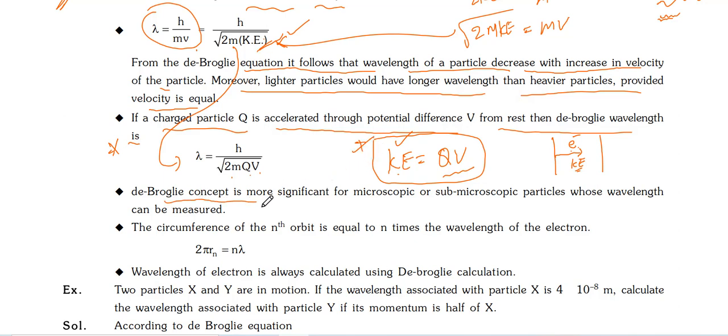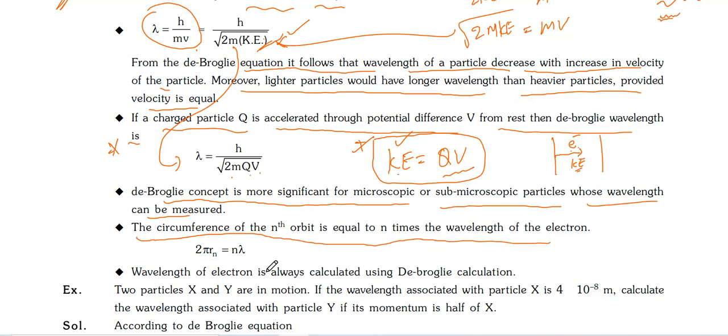De Broglie concept is more significant for microscopic or submicroscopic particles whose wavelength can be measured. I just said it is not applicable for a car, only for small particles. The circumference of the nth orbit is equal to n times the wavelength of the electron. Then 2 pi r equals n lambda.